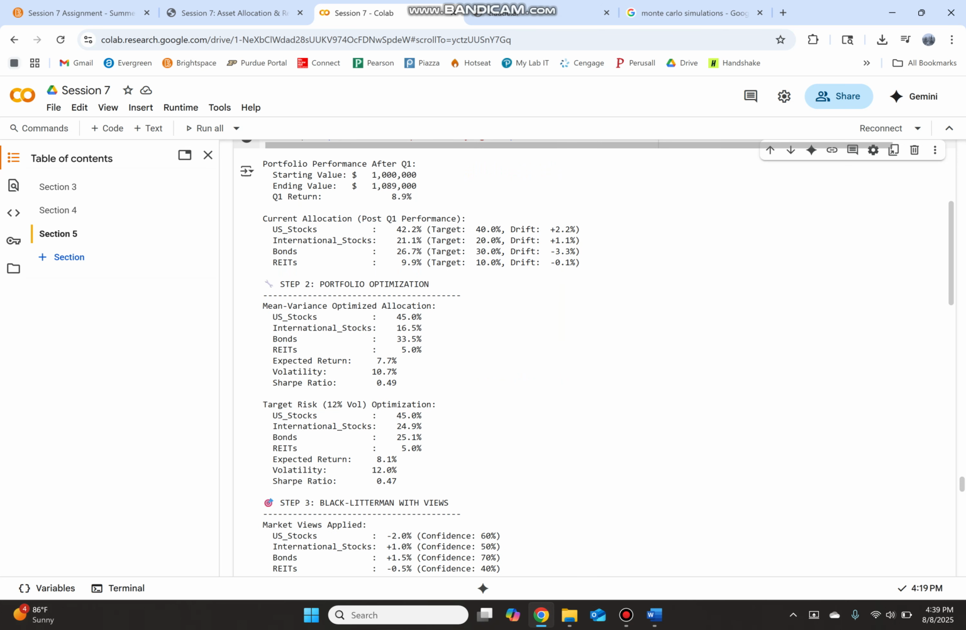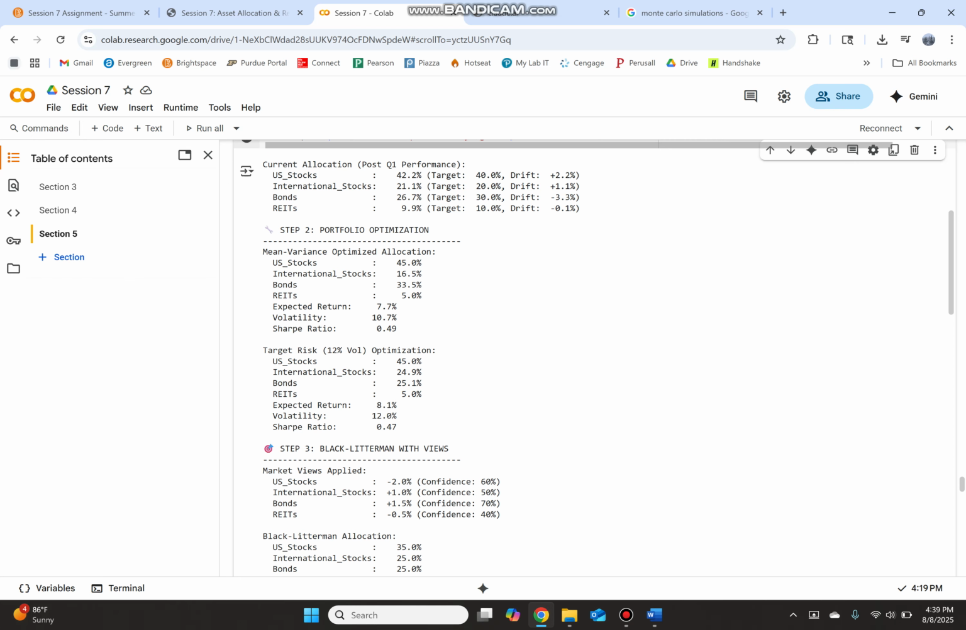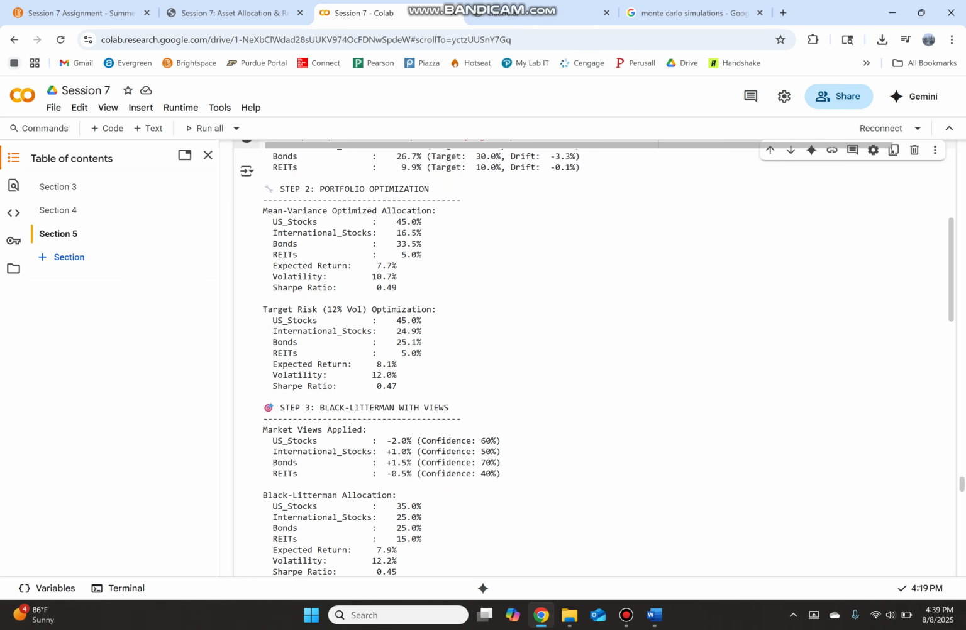Step 2, portfolio optimization, gives all our stats on those with the mean variance. So like, we want max Sharpe ratio of like US stocks 45%. That'll be outside of our drift, so we would need to rebalance and everything. Same with target risk. That just barely keeps it within our rebalance of 5%. That's the maximum we can do. It would be a lot more in these and a lot less in bonds. So target risk, 12% volatility, which is more than we have right now.